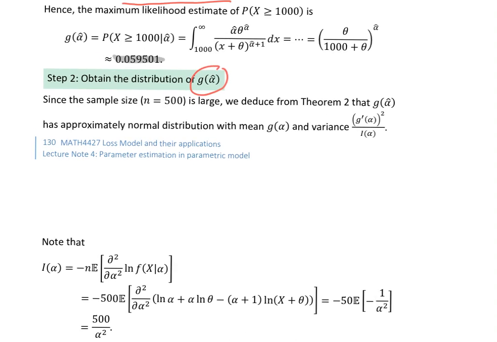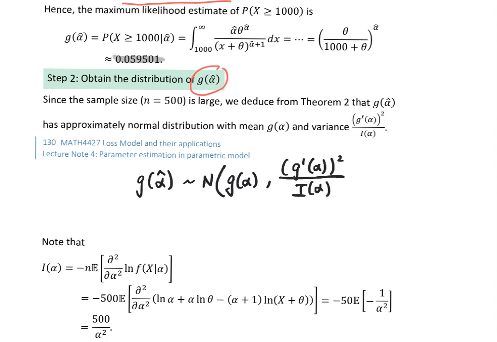Okay, so your G theta will follow the normal distribution, with the mean equal to G alpha, and the variance will be G prime alpha all squared divided by I alpha. Here I alpha will be equal to minus n times the expected value of the second derivative of the log of f with respect to alpha.